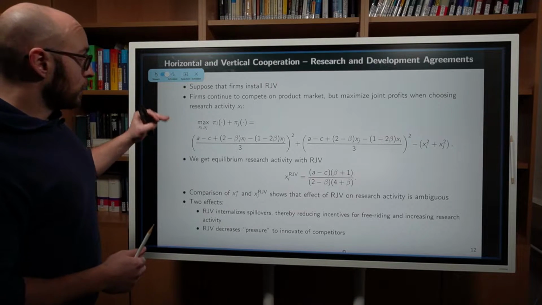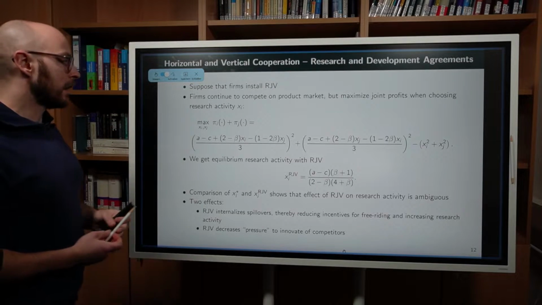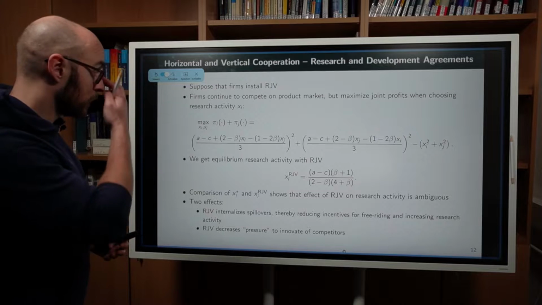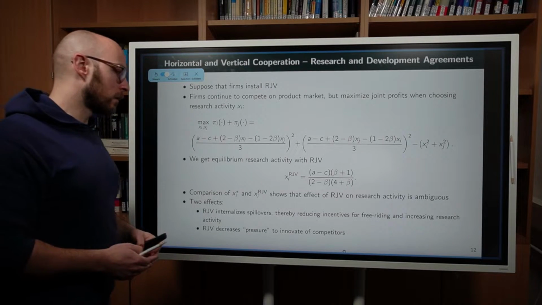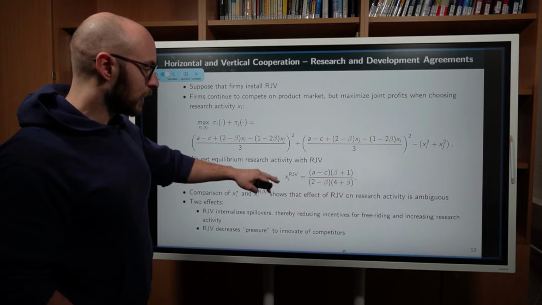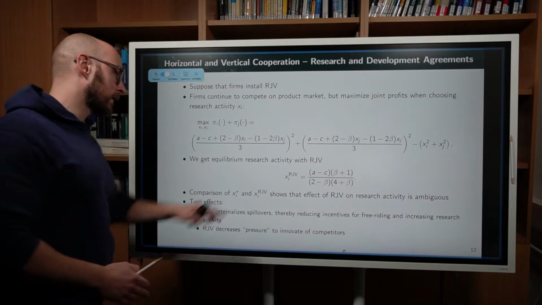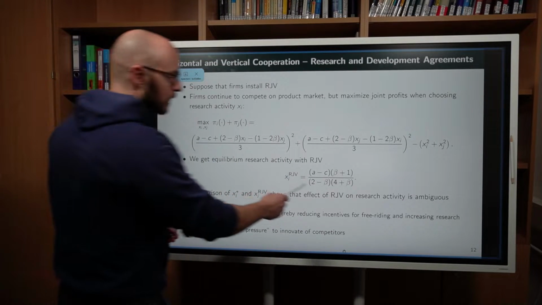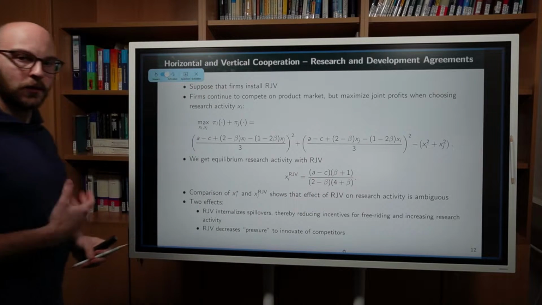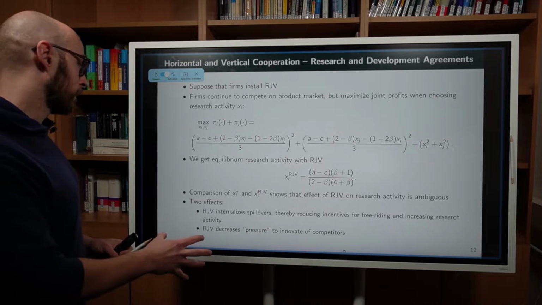Okay, so what we do here is to maximize this function with respect to xi and xj, so basically formulate two first order conditions. At that point we could also assume symmetry and make life easier for us, and eventually we get to this equilibrium research activity level, which looks like this, right? So that's the term for our equilibrium research activity with a research joint venture.